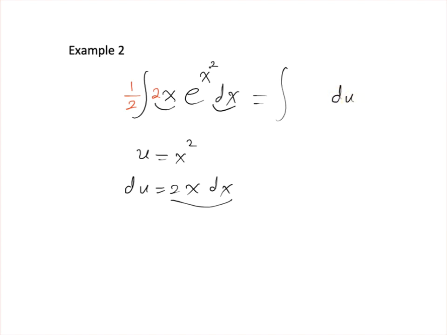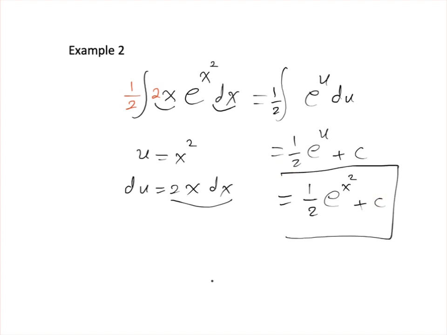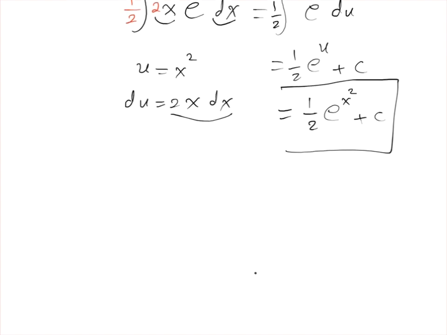And then you have e to the x squared, and x squared is u, so it's e to the u, and there's a half on the outside. The antiderivative of e to the u is e to the u and then plus c. But at the end, you change u back to what it was in terms of x. So to give the answer to the original question, it would be half e to the x squared plus c. So that's the antiderivative of x e to the x squared. Let's look at another example.